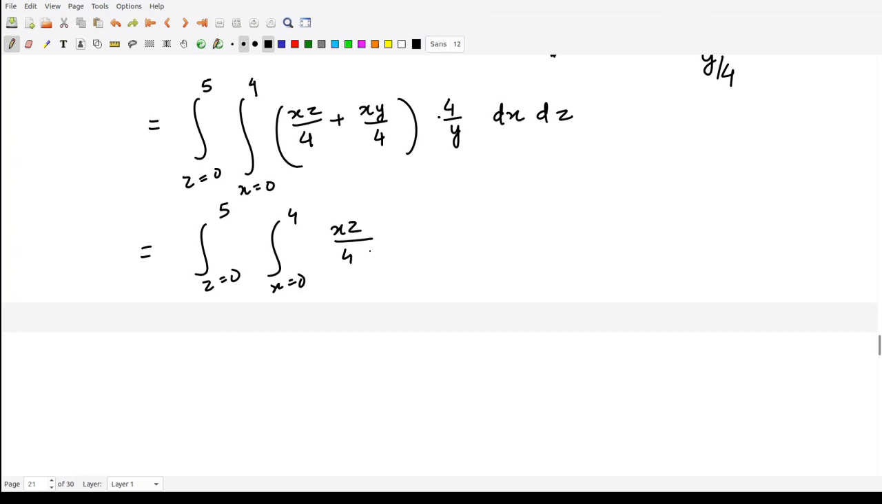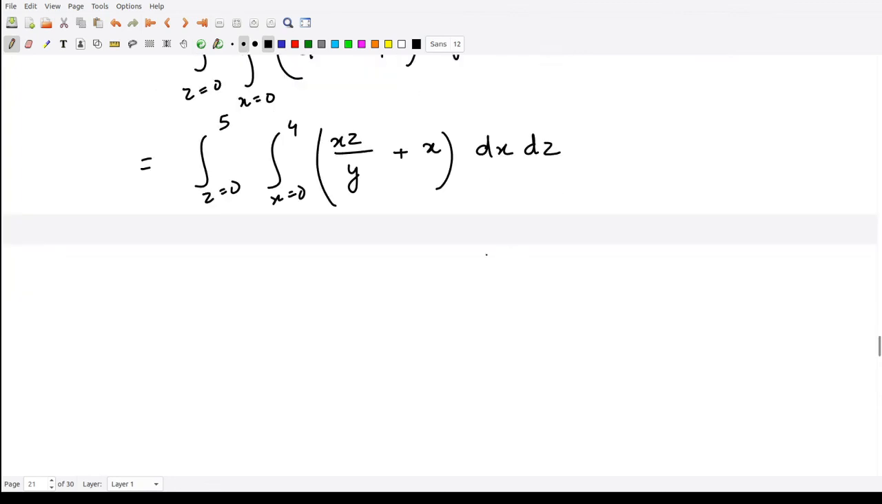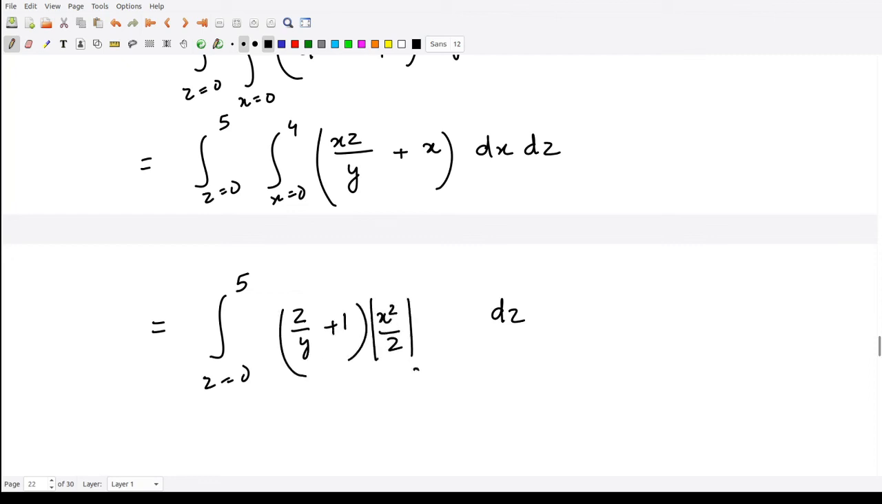4 and 4 will get cancelled, so you have y plus here y and y, 4 and 4 will get cancelled, you have x, so you have dx and dz. So let's perform its integration with respect to x. So it would be z varying from 0 to 5, dz as such, and then the integration here would be z upon y plus 1 into x square by 2, and the limits of x varying from 0 to 4.